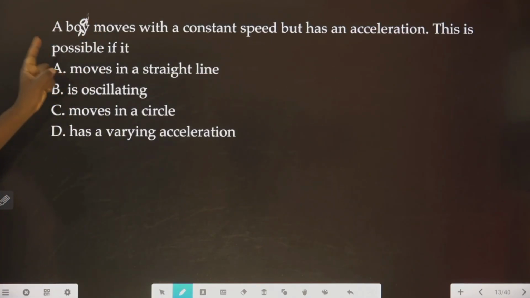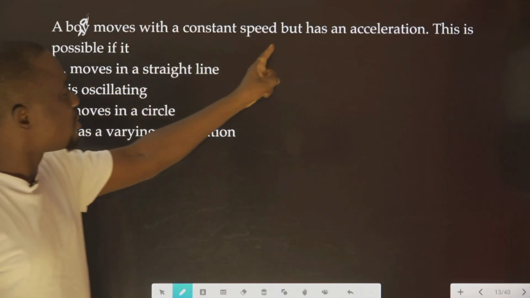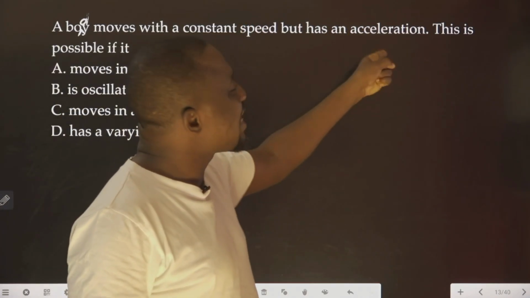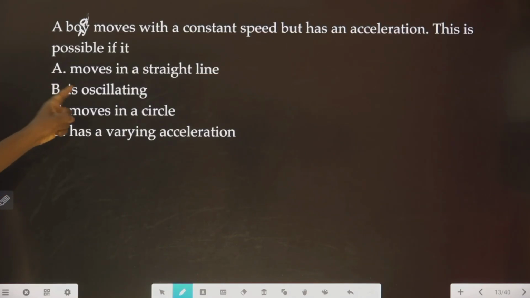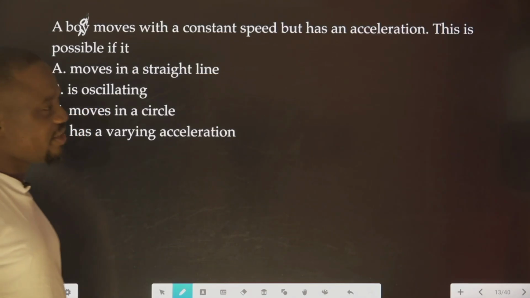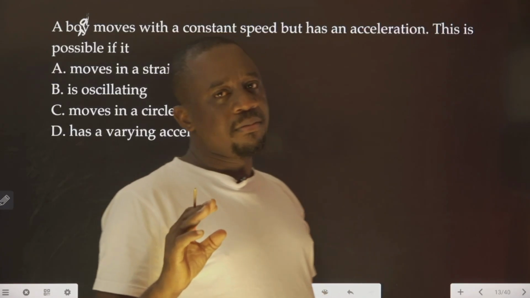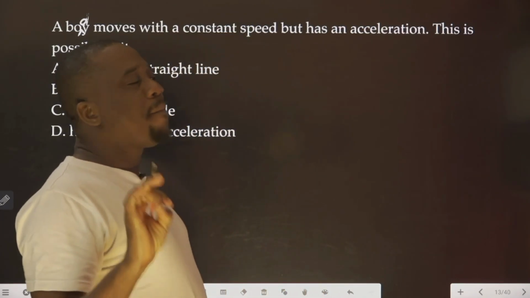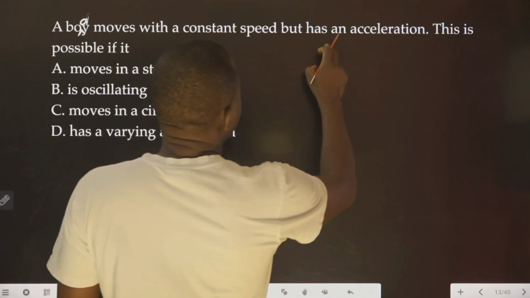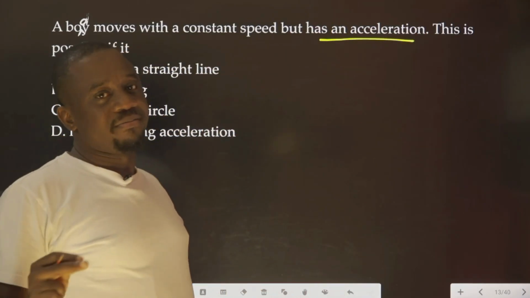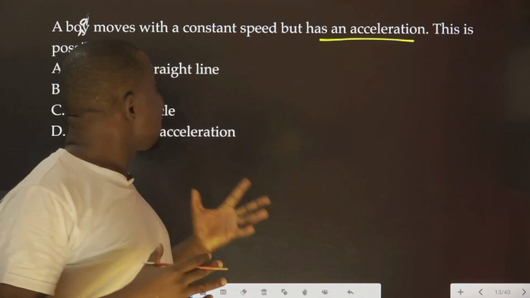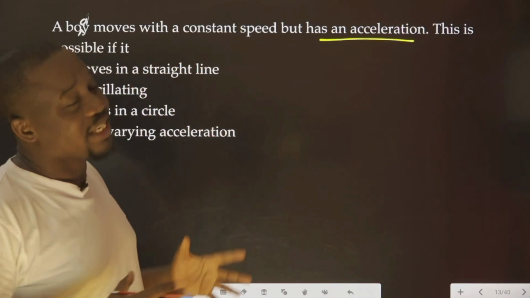This is a body. A body moves with a constant speed, but has an acceleration. This is possible if it A, moves in a straight line, B, is oscillating, C, moves in a cycle, D, has a varying acceleration. One thing you should know is that when we talk about acceleration, it means there is a change in velocity. Okay? But the speed is said to be constant.